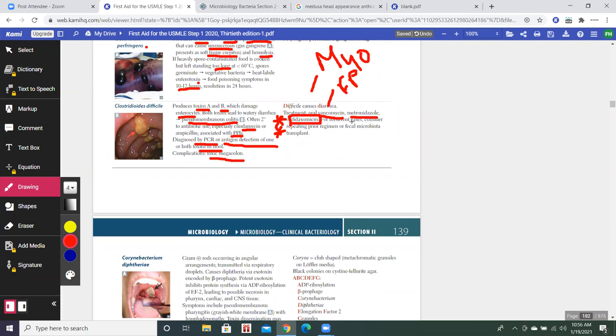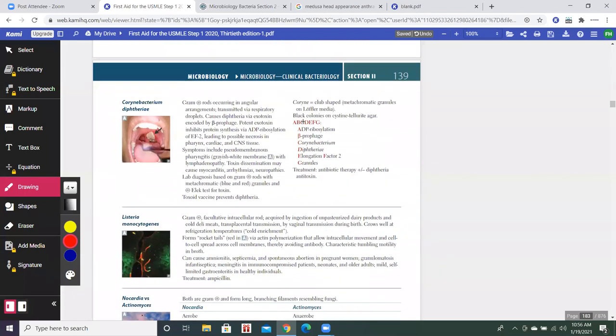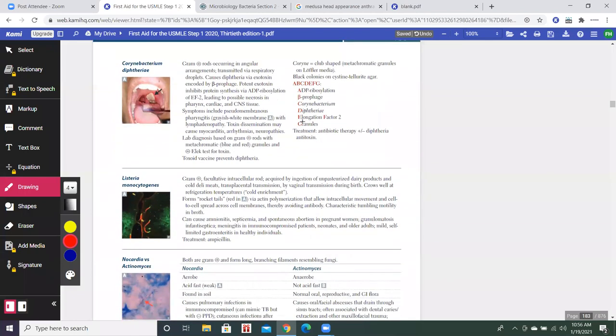So over here, if fidaxomicin does not work, then in order to treat Clostridium difficile, we can actually transplant fecal microbiota. That is, we can transfer microorganisms which can help fight off the infection by competitive growth. So fecal microbiota transplant, that is another one. But the most commonly tested one is fidaxomicin, okay? Are we clear? Can we move on to Corynebacterium diphtheriae?